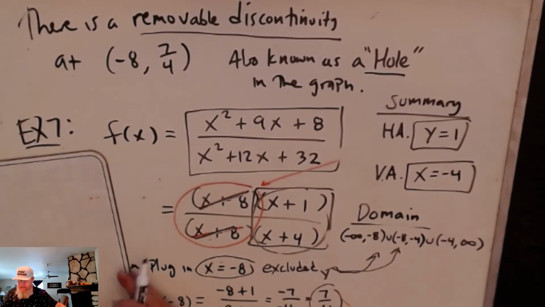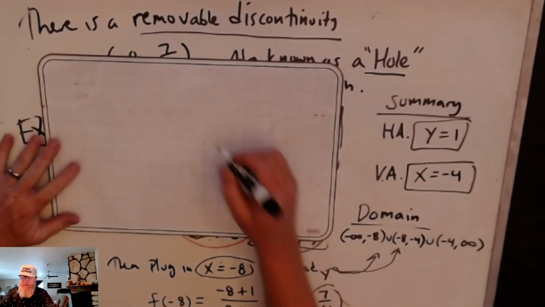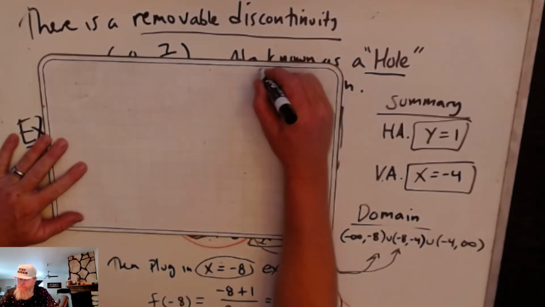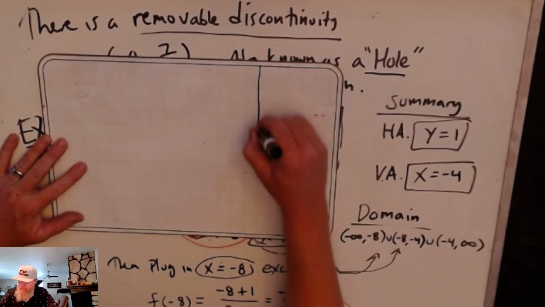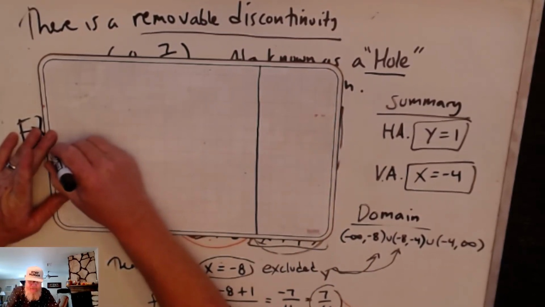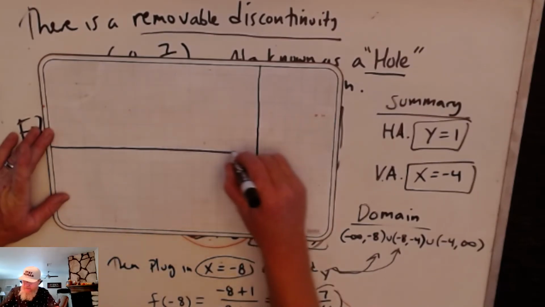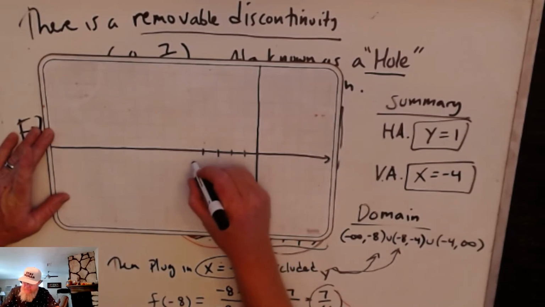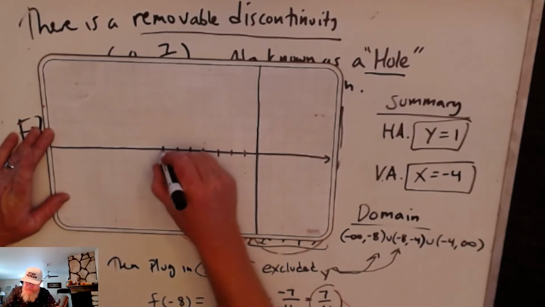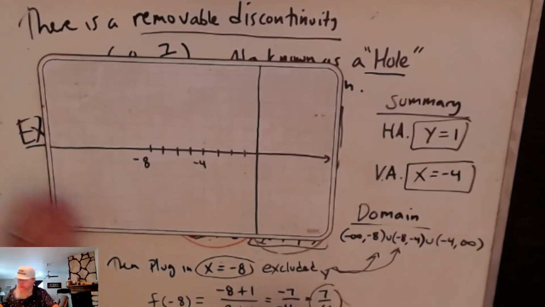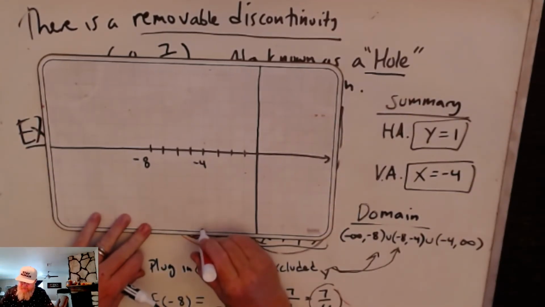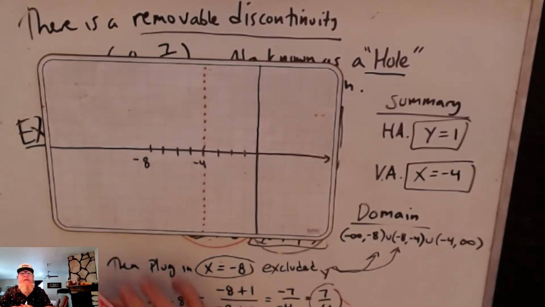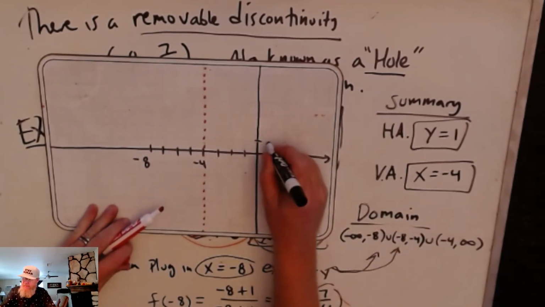So let me try to give you an idea of how it looks on the graph here. I need to get all the way over to -8. So 1, 2, 3, 4, 5, 6, 7, 8. There is a vertical asymptote at -4. There's a horizontal asymptote at 1.